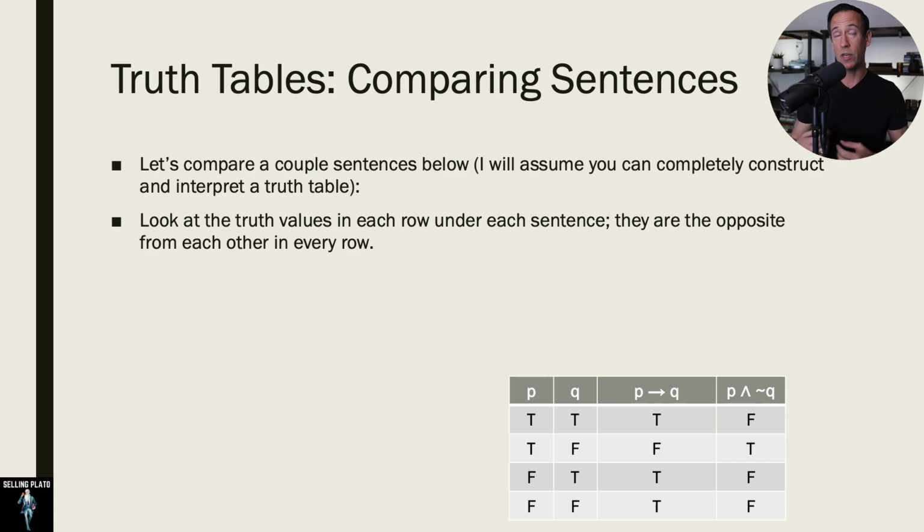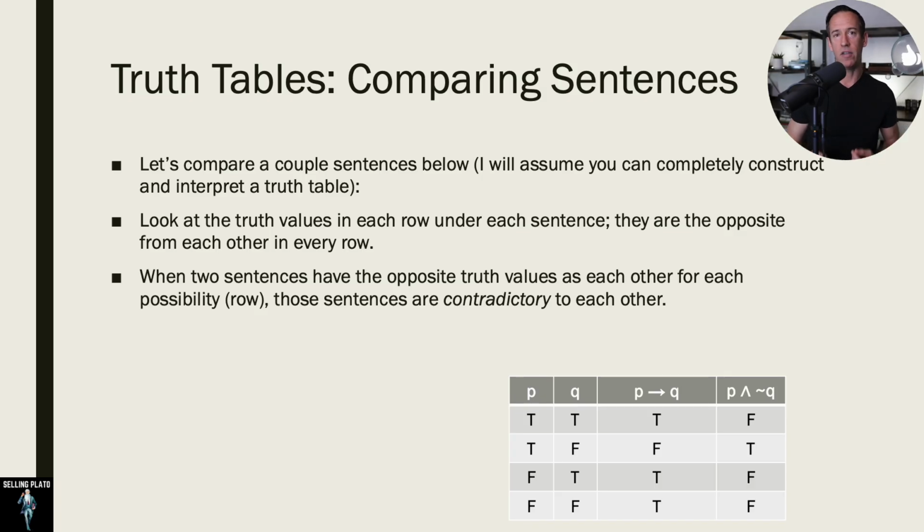So what we do want to do that's new here is, again, use some evaluations for multiple sentences. So look at the truth values in each row under each sentence. What you notice there is that they are the opposite truth value from each other in every row. You see the first row, the if P then Q truth value is true, and the P and not Q value is false. In the second row, we have false and the other is true. In the third row, we have true and the other is false. In the fourth row, last row, we have true and the other is false again. All right, they are the opposite of each other in every row.